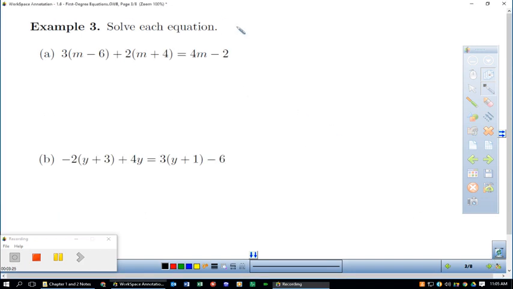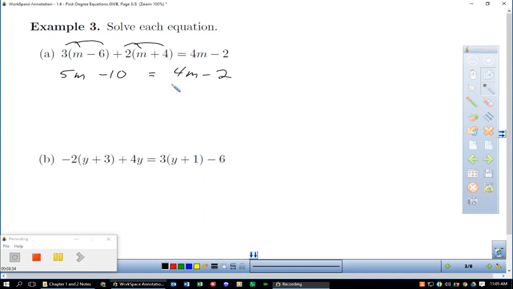Solve each equation. The first thing we're going to have to do is distribute and combine like terms. We're going to have a 3m here and a 2m here, so we should get 5m. This side's not going to change. Now here we get -18 plus 8, that is -10, equals 4m minus 2. I'm probably not showing as much work as would be wise to do.